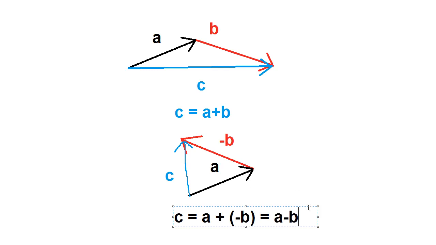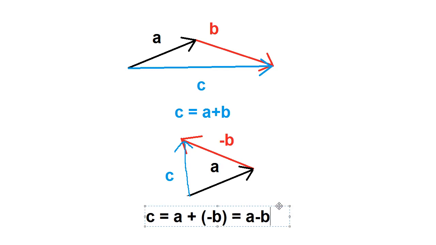So basically, when you're dealing with vectors, addition and subtraction are the same thing if you take into account that negative vectors are possible. And all a negative vector is, you're taking the original vector and flipping it around 180 degrees.